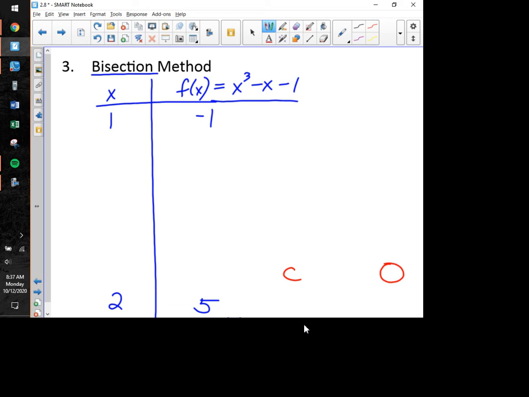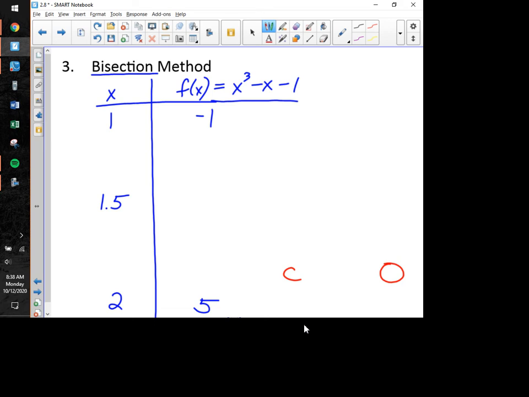Now right now, our interval goes from 1 to 2. It's got a width of 1 unit. And we're going to bisect that by picking the midpoint between 1 and 2, which is 1.5. And we're going to figure out the y value here that goes along with this.